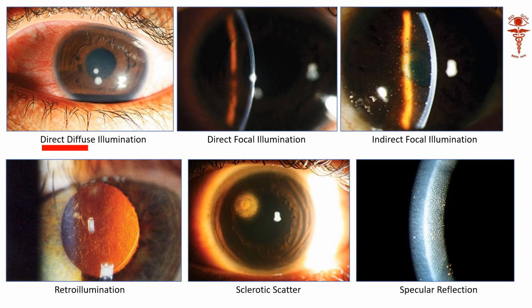Though you don't need to understand all these intricate examination techniques, at least as an overview, at least as an insight into what we do with the slit lamp and how we examine, I have taken you through a direct diffuse, a direct focal, an indirect focal, a retro illumination, a sclerotic scatter, and a specular reflection.